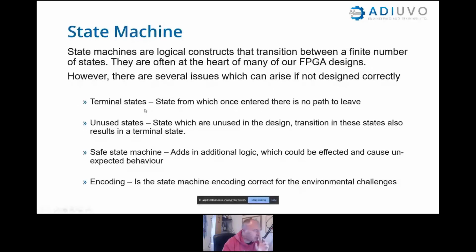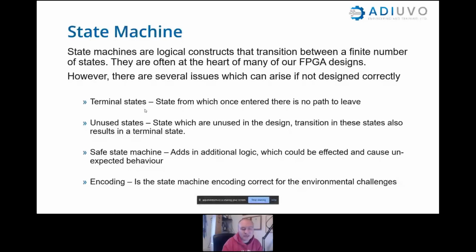So I want to talk a little bit about state machines as well. Obviously when we design our state machines, we want to be very careful. They are the heart of our FPGAs. Generally, they control the flow of our FPGAs, and we can get issues in there. We can get them going into terminal states, into unused states. We can get the tool to turn on safe state machines, although generally if you're designing for a mission critical application, you never actually turn on that option.